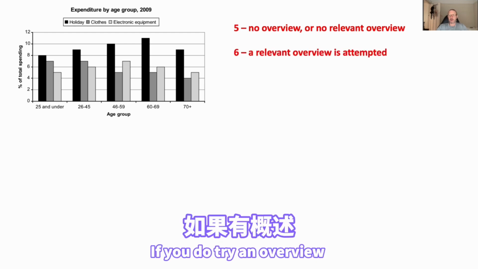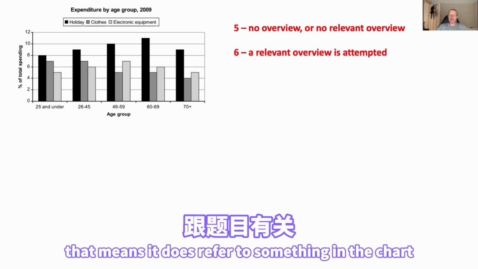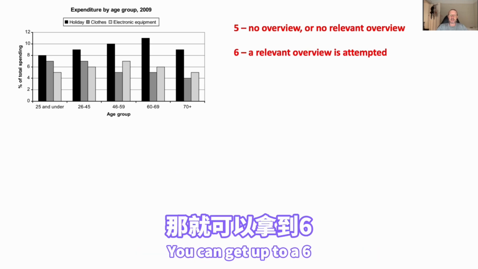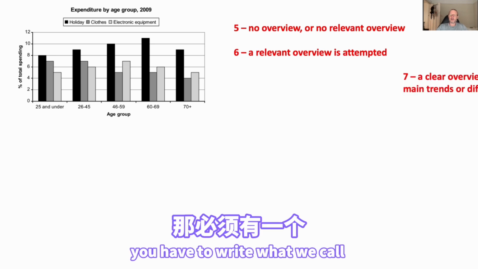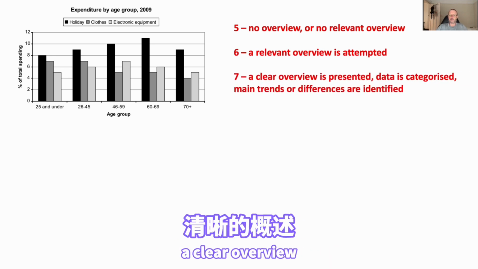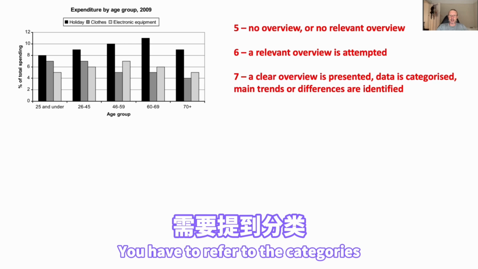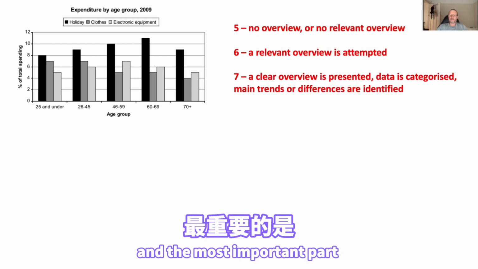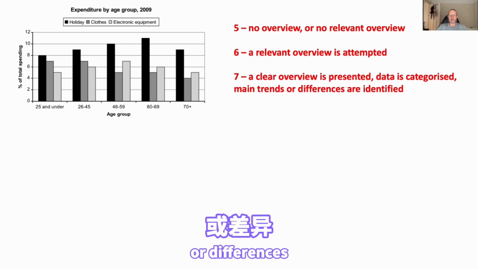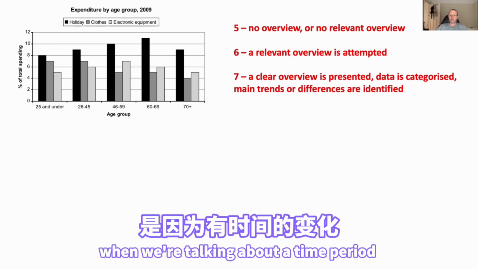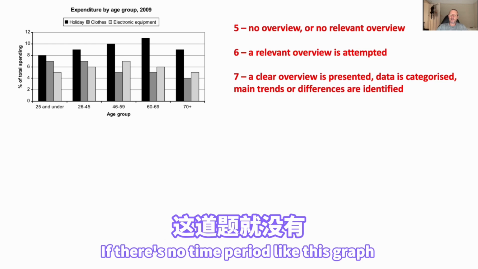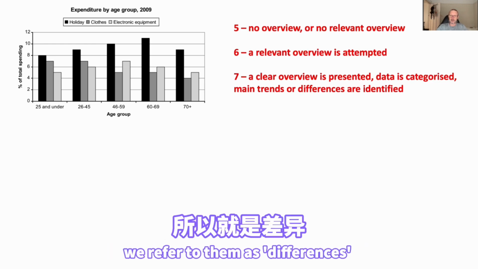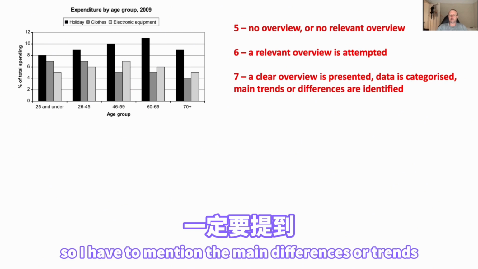If you do try an overview and it is relevant, that means it does refer to something in the chart, you can get up to a 6. But if you want to get a 7 or more, you have to write what we call a clear overview. You have to refer to the categories, and the most important part is you have to identify the main trends or differences. Now, we use trends when we're talking about a time period because things change. If there's no time period, like this graph, we refer to them as differences. So I have to mention the main differences or trends.